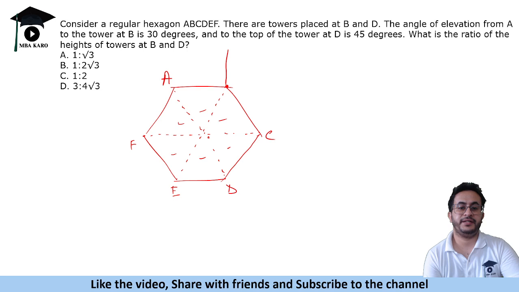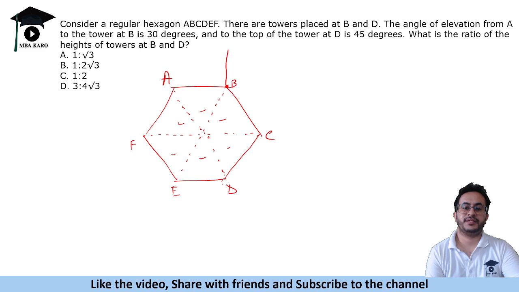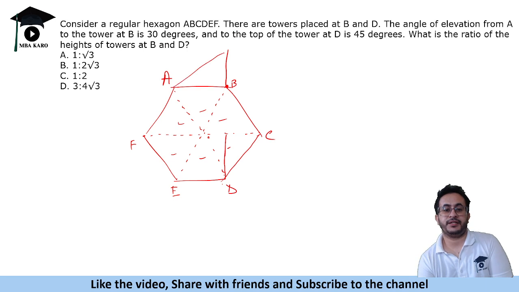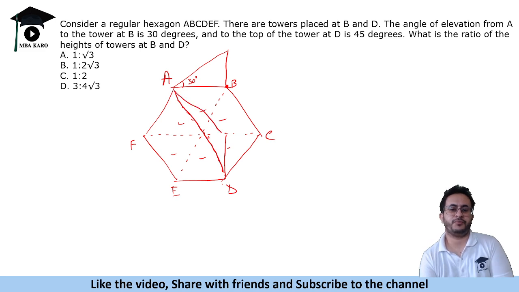Okay, it has some height. And then there is a tower at D. It has some height. So it's a 3D figure which you'll have to imagine. Now when he looks at the tower at B, it is 30 degrees. And when he looks at the top of the tower at D, it is at 45 degrees.